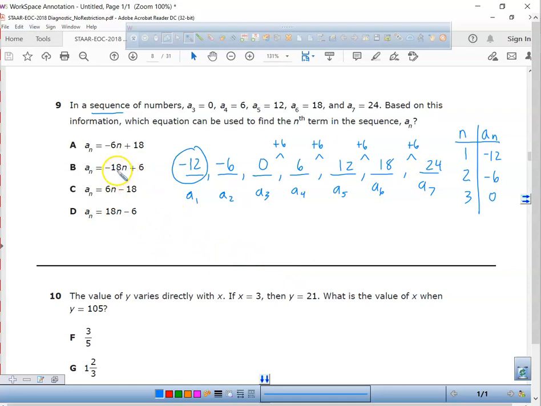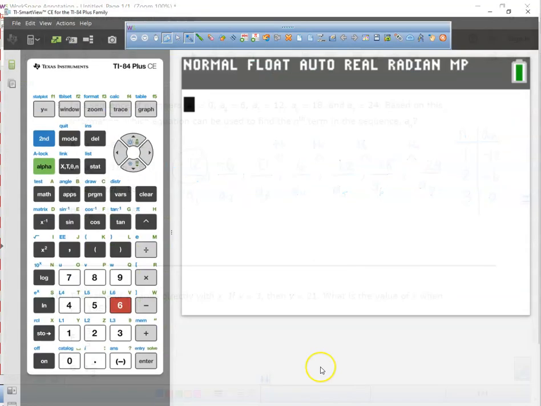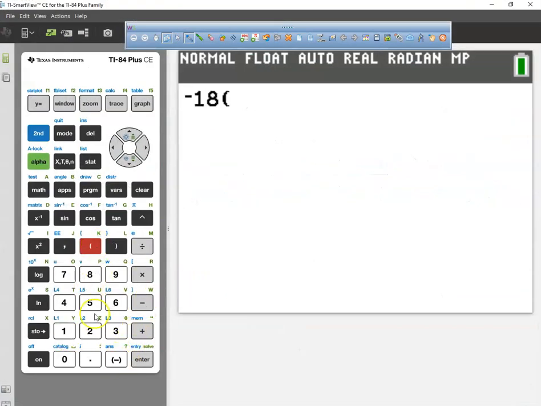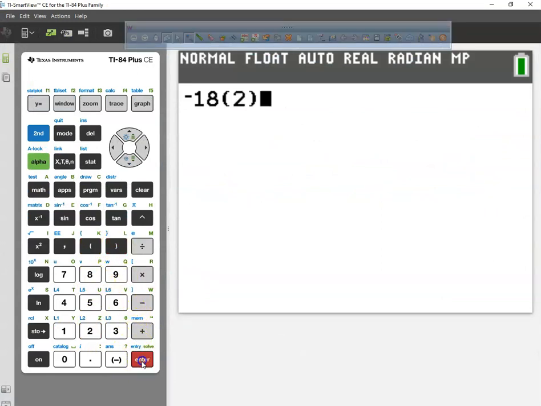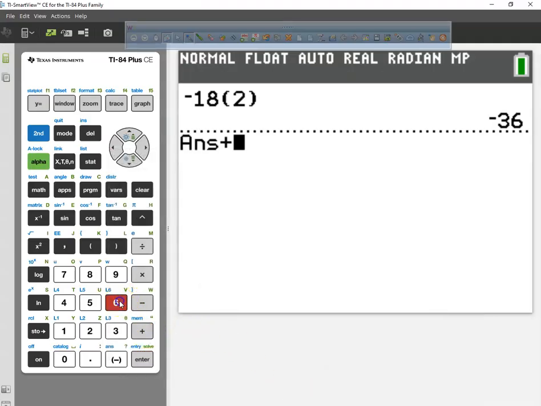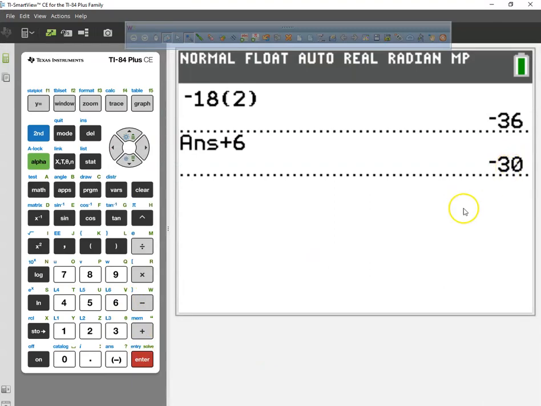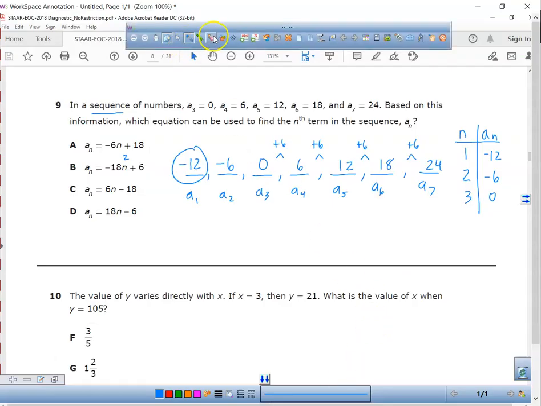All right. Let's see. Now, if I plugged in a 1 right here, you would get a -12. But if I plug in a 2, look what happens. If you're not sure what I'm talking about, if I take -18 and I multiply it by 2, where am I at already? -36, and then I have to add what? Just add 6 more, and now I'm at what? -30, and that's not where I want to be. So we're not going to say answer choice B.